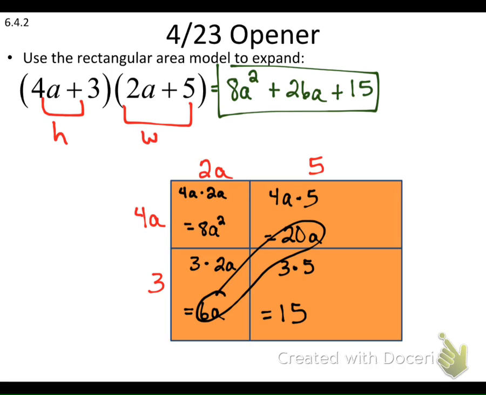So we know that 8a squared is the area of my first rectangle, right? And we know that 15 is the area of my bottom right rectangle. The 26a makes up the area of these two rectangles combined. You're going to really need to remember that for Wednesday, okay? All right. Flip it over. You have one more on the back here.